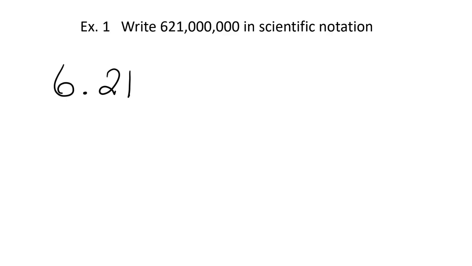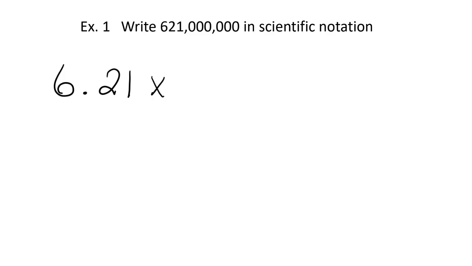Now, if this was like 6021, then you would write 6.021. But it's not, so we're not going to. Hang on a second, let me erase that.